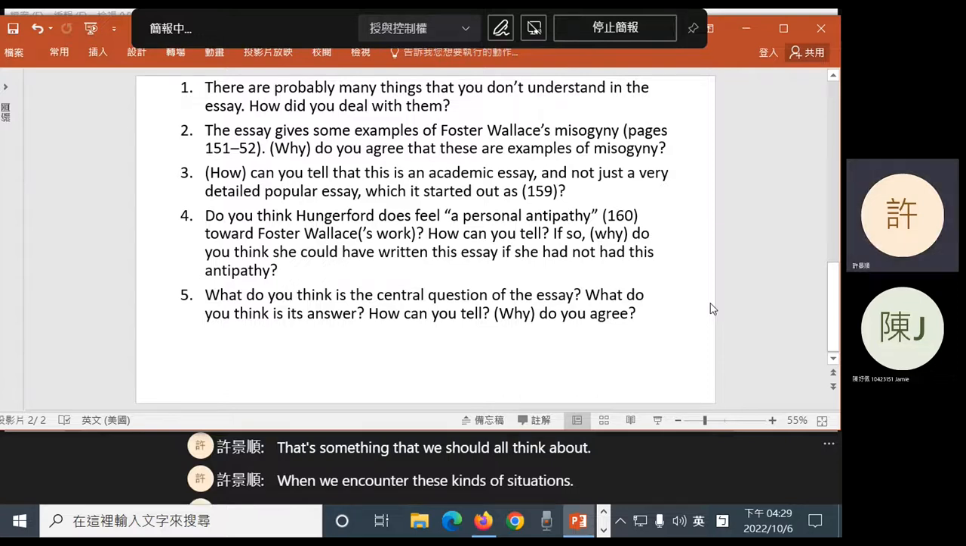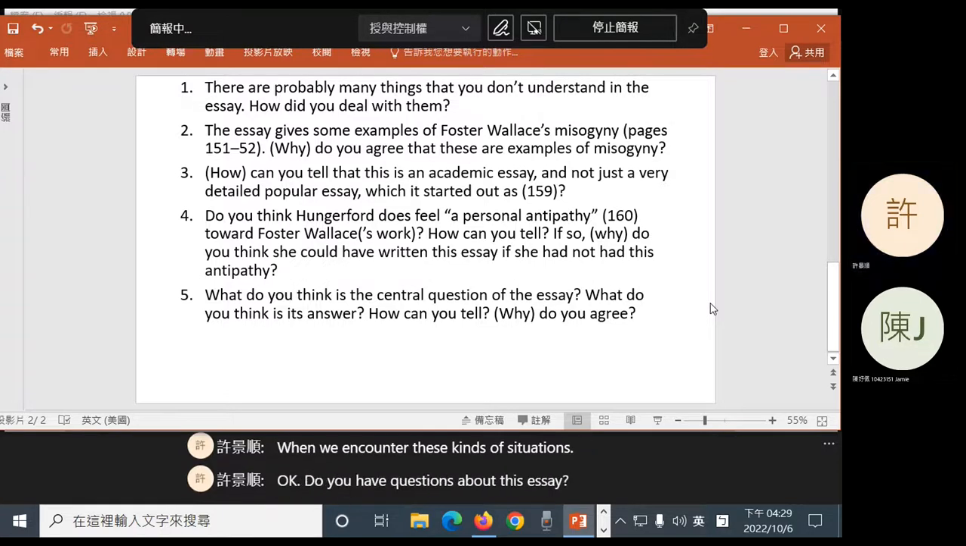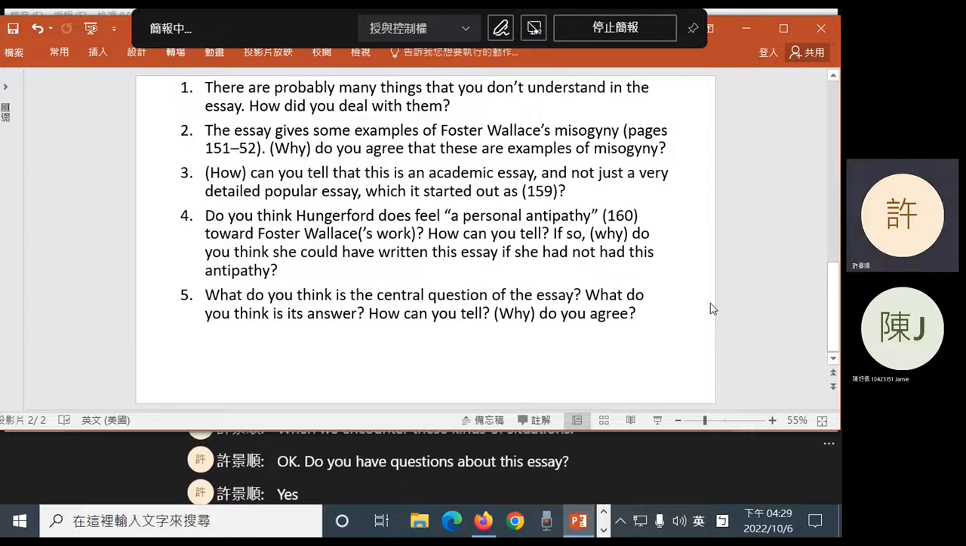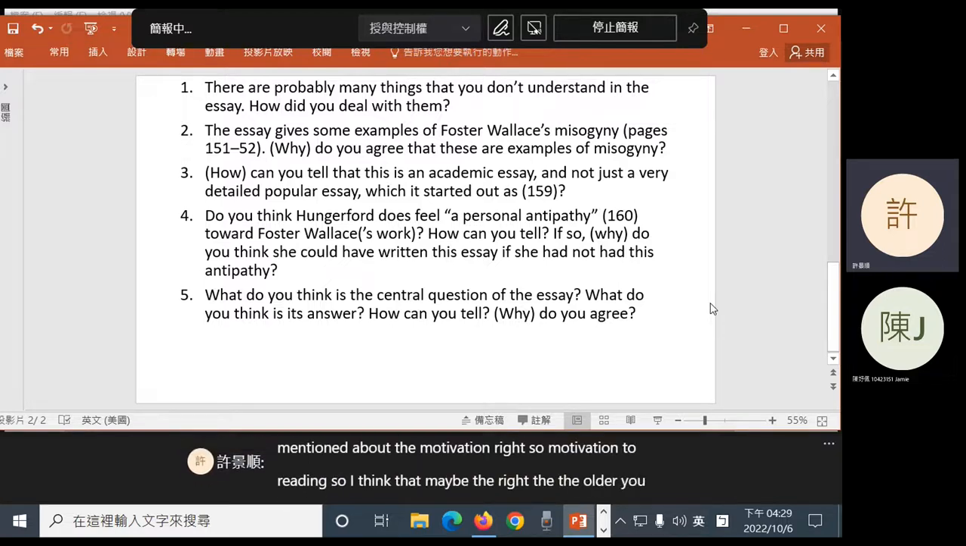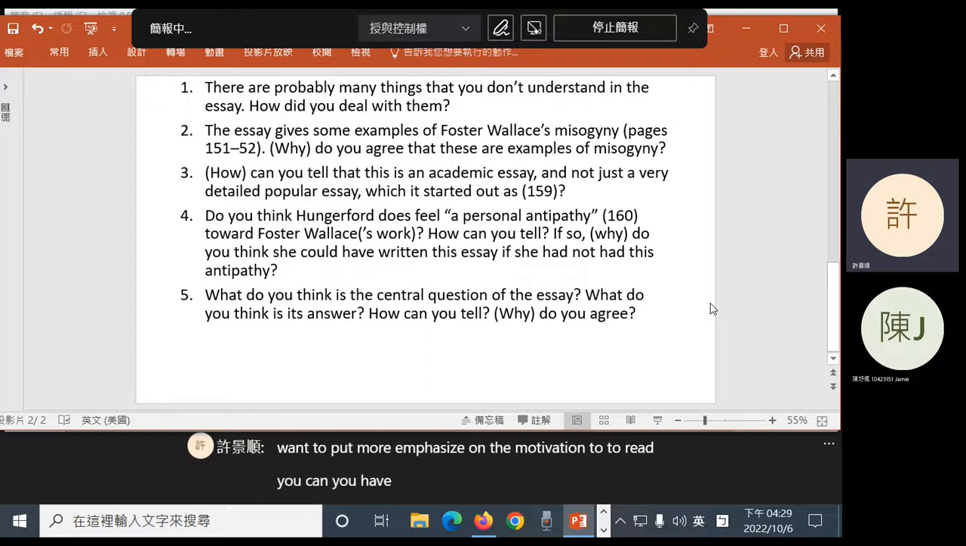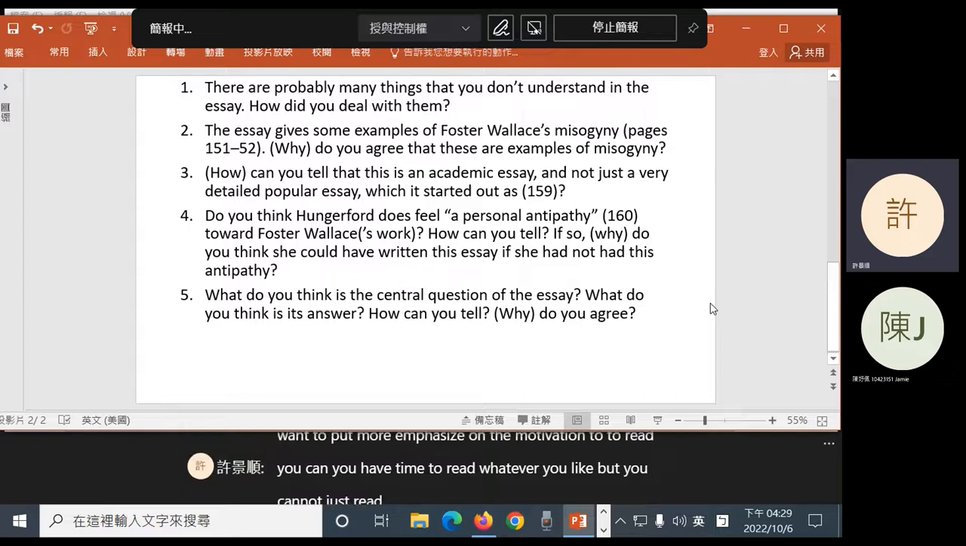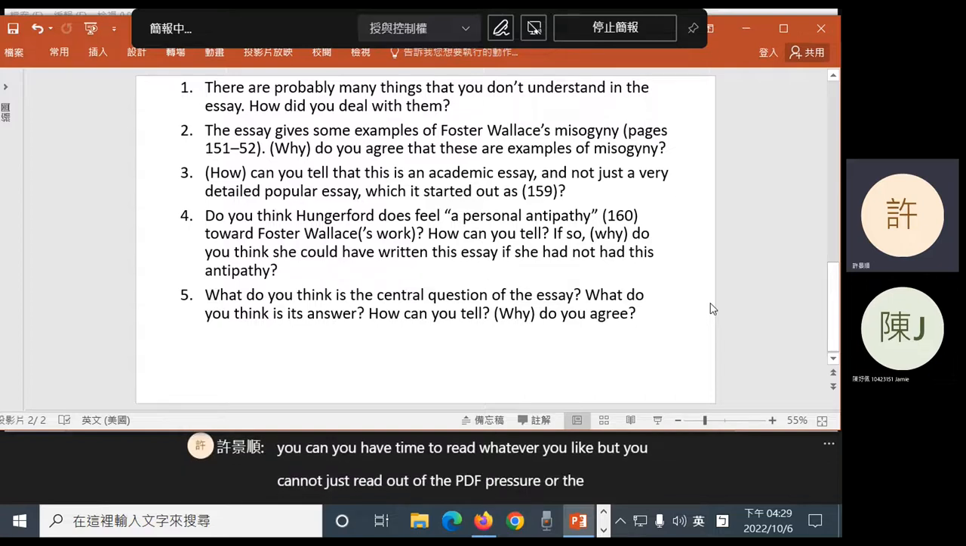Okay, do you have questions about this essay? Yes. As the teacher says in our group, you mentioned motivation, right? So motivation to reading. I think maybe the author wants to put more emphasis on the motivation to read. You have time to read whatever you like, but you cannot just read out of peer pressure or pressure from the authorities, right?